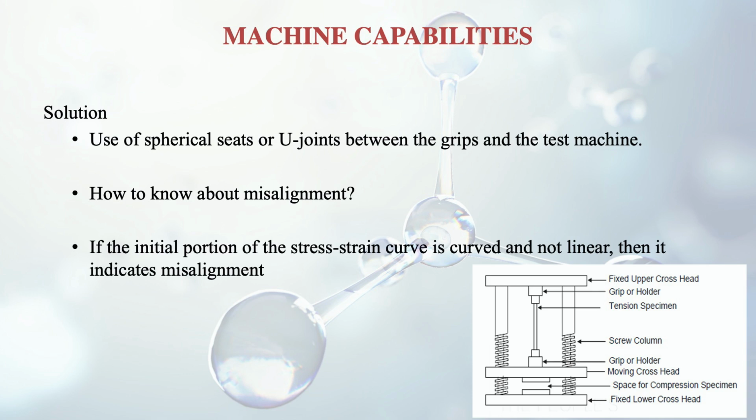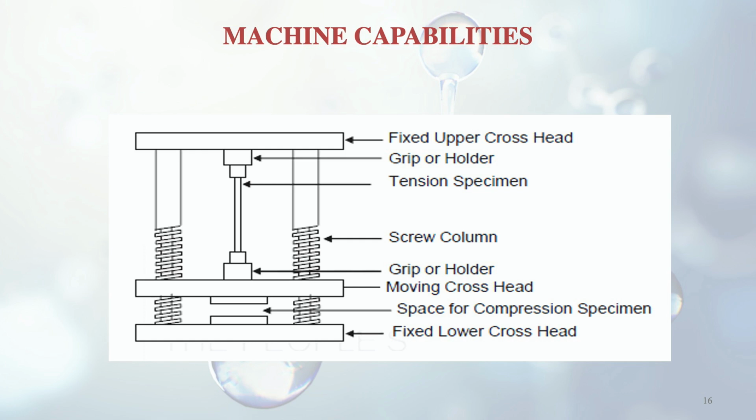And how can we know about this misalignment? We can know when the initial portion of the stress strain curve is curved and not linear. Generally in the stress strain curve, in the initial portion the curve is linear, but when it is misaligned then it will not be linear, it will be curved.